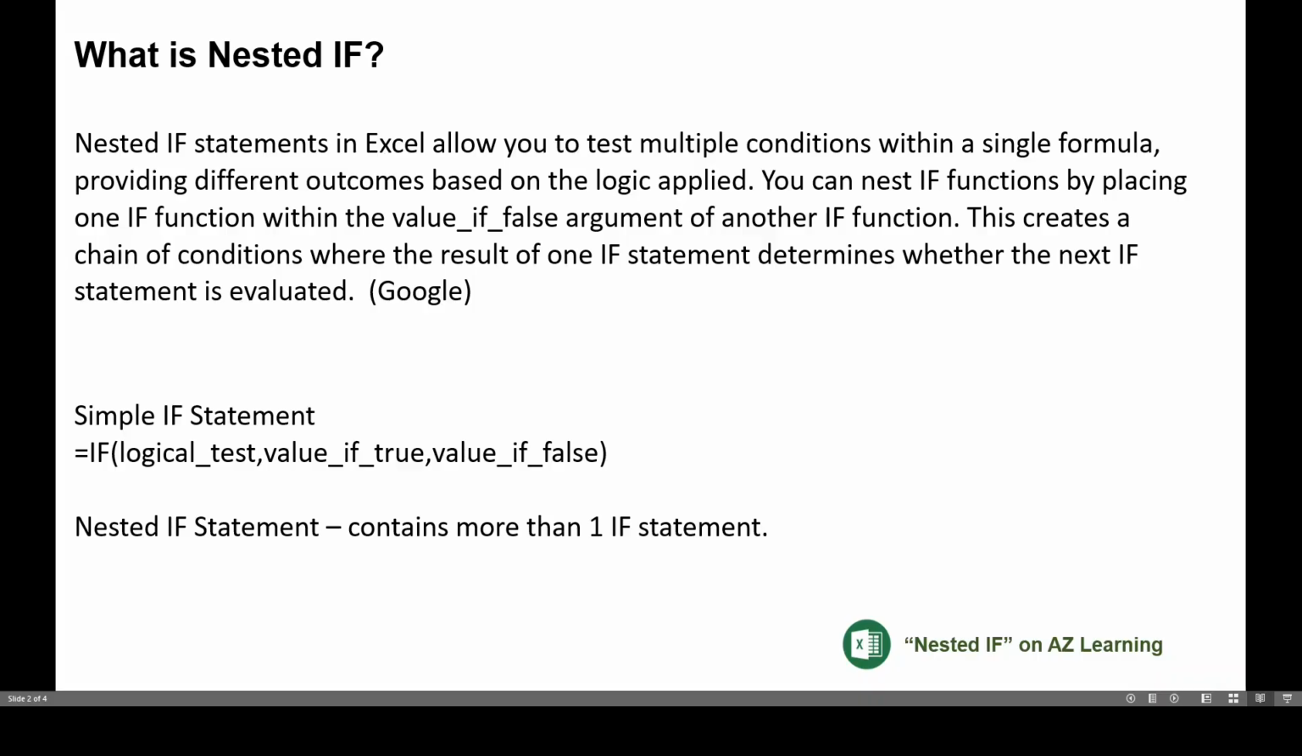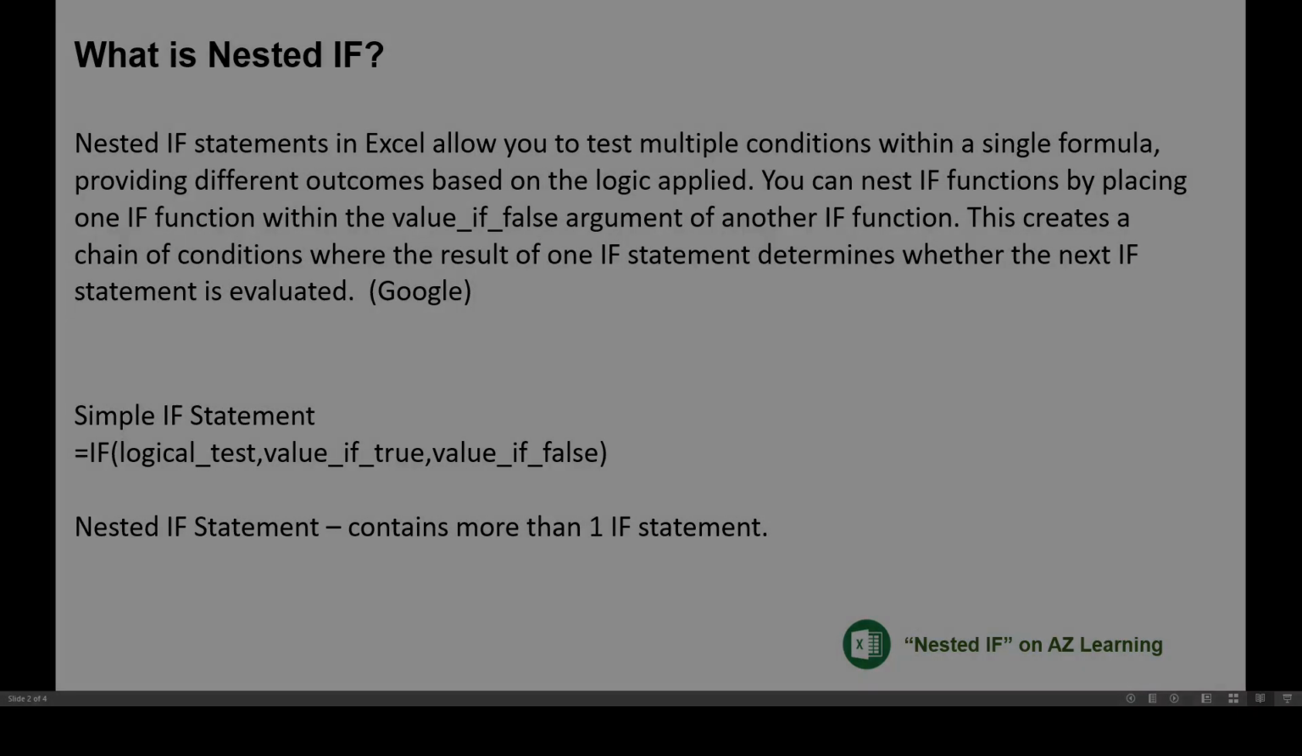So nested if, according to Google, in Excel allows you to test multiple conditions within a single formula, providing different outcomes based on the logic applied. So you can nest multiple if functions by using one if function in the first and replacing the value if false argument with another if function. So, of course, this creates a chain of conditions where the result of one if statement determines whether the next if statement is required or not.